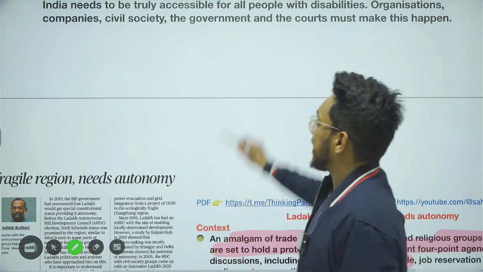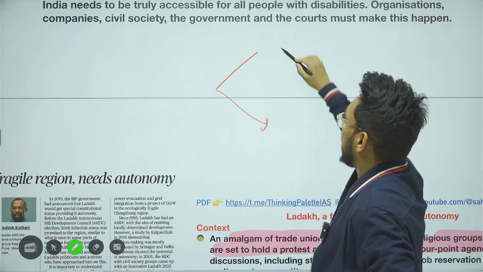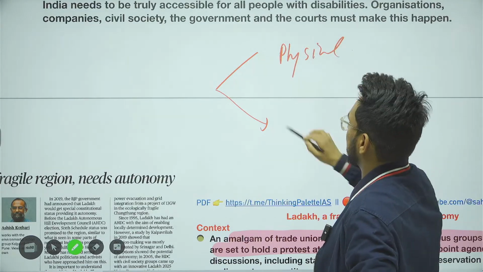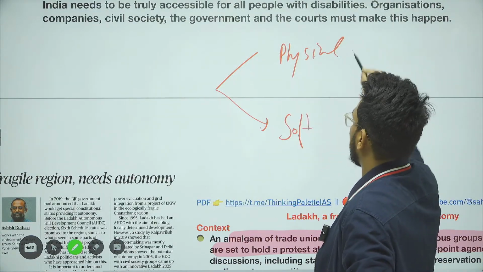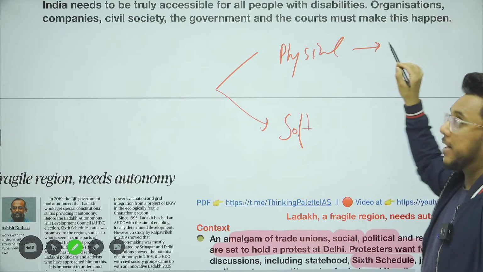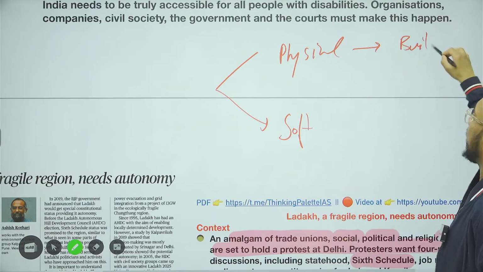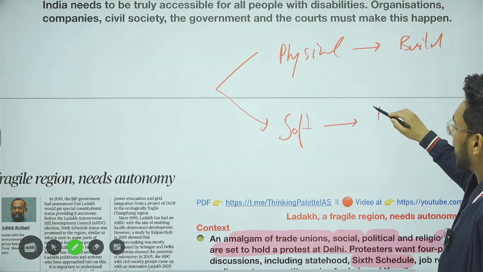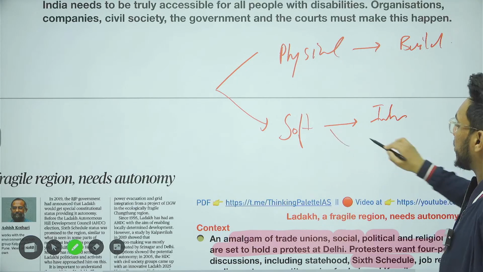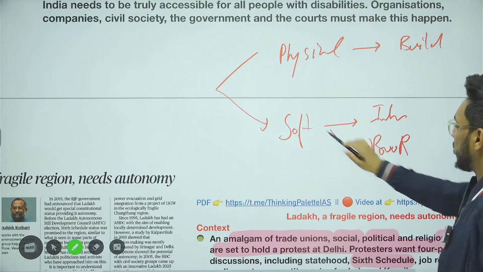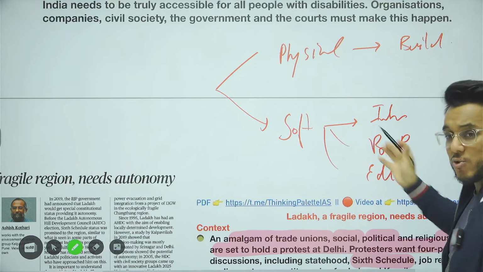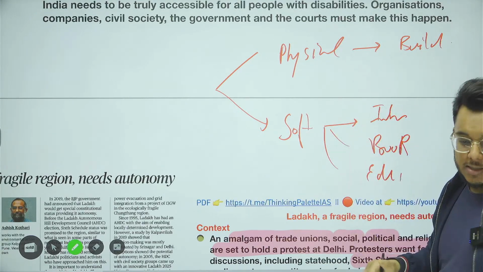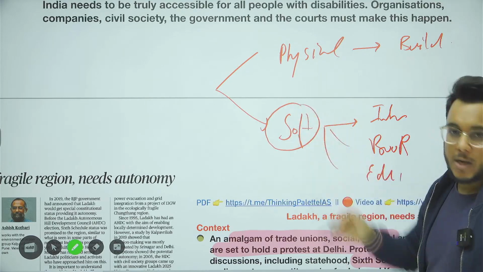Now, when we talk about accessibility to the disabled people, there is physical accessibility, and then there is soft accessibility. Physical accessibility is accessibility with respect to the buildings, the public buildings, ramps, etc. And soft accessibility is with respect to the internet, with respect to the books, with respect to their education. Often education is not accessible to them, books are not accessible to them, internet is not accessible to them. So now we need to focus on this particular aspect.